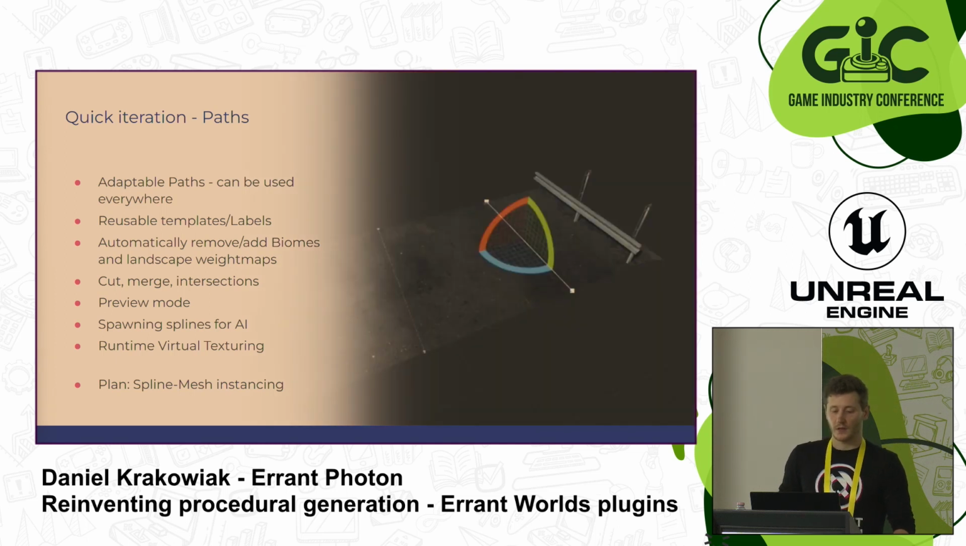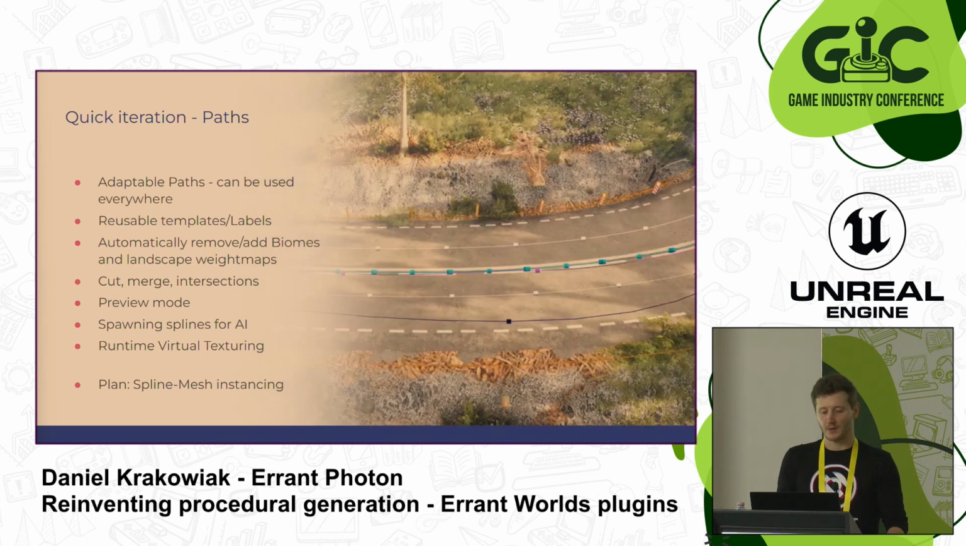So we have a mode where you can simplify the generation. We also, very often with any kind of path, you need some sort of spline to tell AI that the path is there. So we solved it in a way that you place a spline component in the template, and we then spawn this component, but we merge them together into a single long spline, as you can see here.